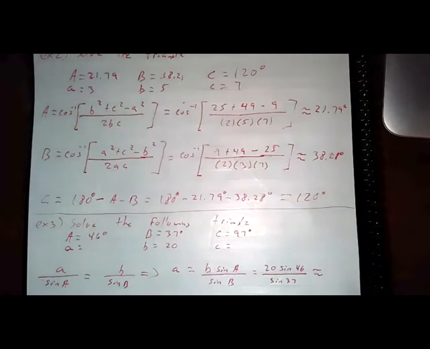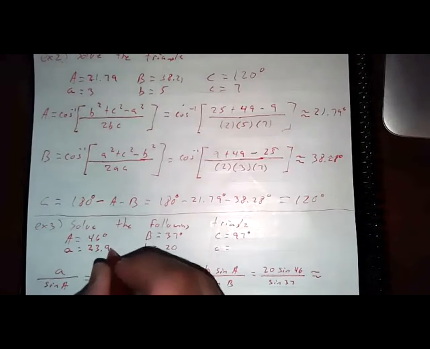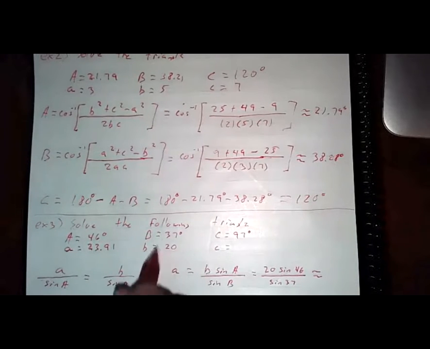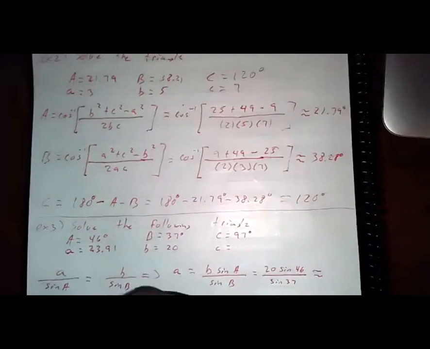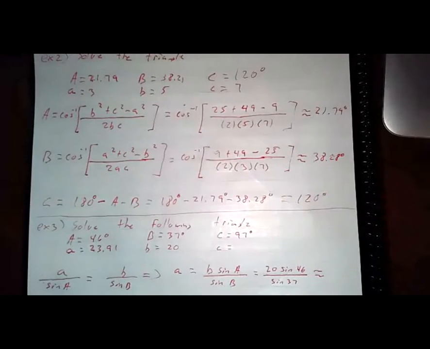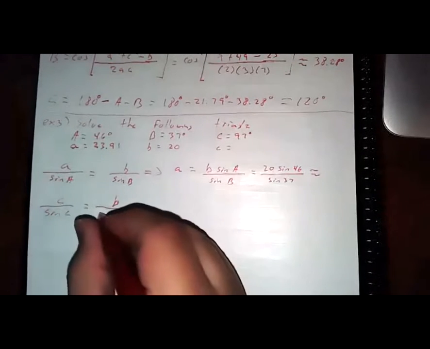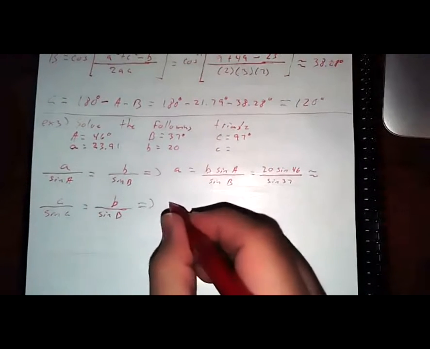I got 23.9. Yeah, that's right. 23.91, I guess. So now do the same thing for little c. C over sine c is equal to, I'm going to use the middle one again just because they were given. B over sine B. Solve for C, doing your algebra.